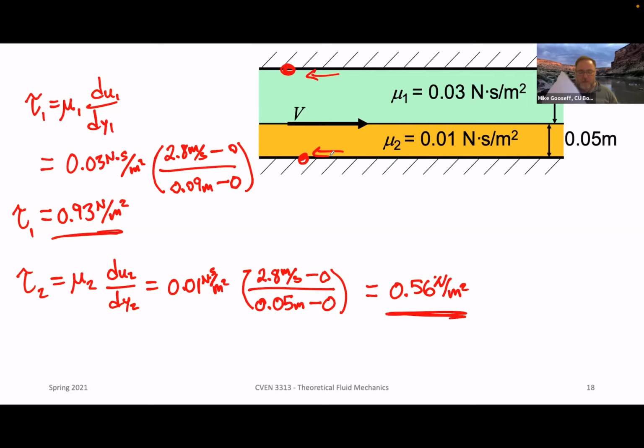Is it true that the shearing stress is always opposite of the direction of the plate? In this case, I hesitate to say always because I'm trying to think of the exception, but in general, yeah, it's the resistance to movement, right? And so when things are moving in one direction, the shear stress is usually acting in the opposite direction.